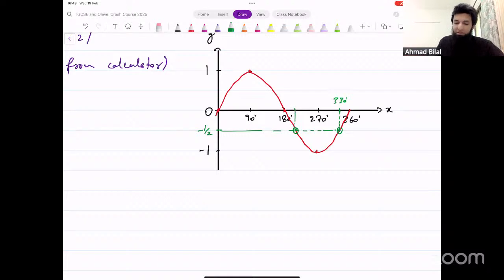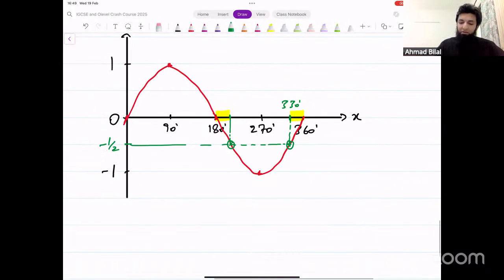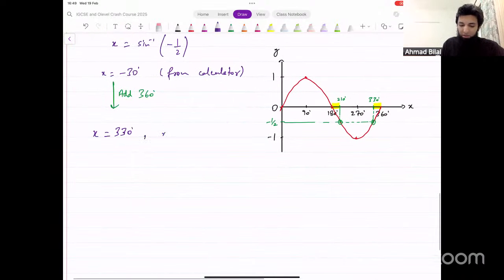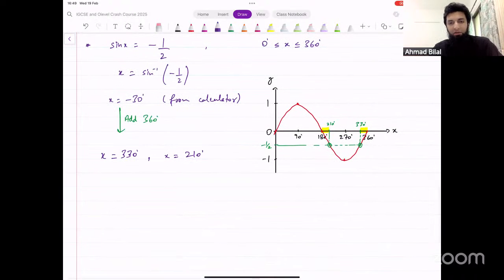Now you can use the symmetry like before. What's the distance from 360 to 330? That's 30 degrees. It should be the same distance on this side. So what does this point become then? 180 plus 30, that's 210. So the other solution that you get is 210. So if you get a negative value from your calculator, all you have to do is add 360 to that, mark that point on the graph, and then using the symmetry, you'll get another point on the graph as well.